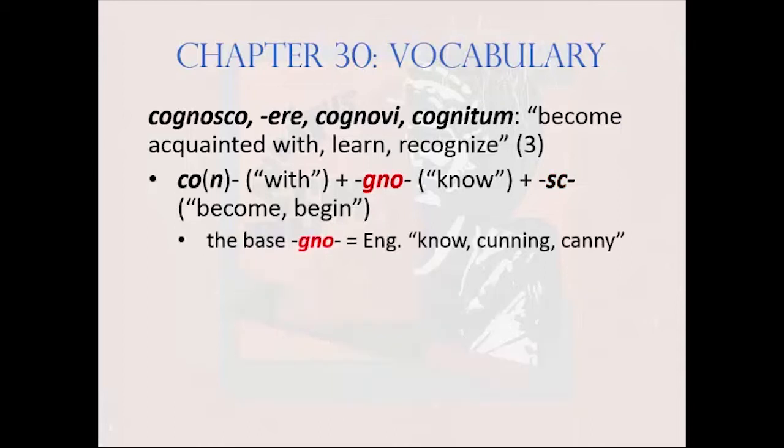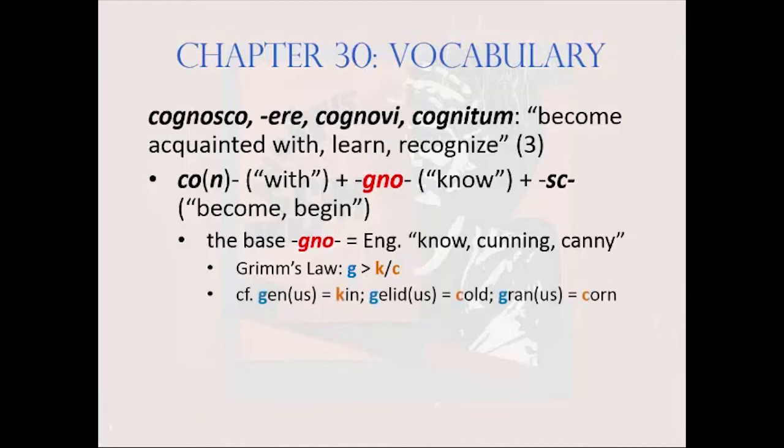Another thing worth noting about this verb is that it's cognate with English words like know, cunning, and canny. Through a process called Grimm's law, G changed to K or C in Germanic languages, of which English is one. Thus, what was inherited from Proto-Indo-European as gno became kno or can in English. This Grimm's law process didn't, however, affect Latin, where gno remained gno.